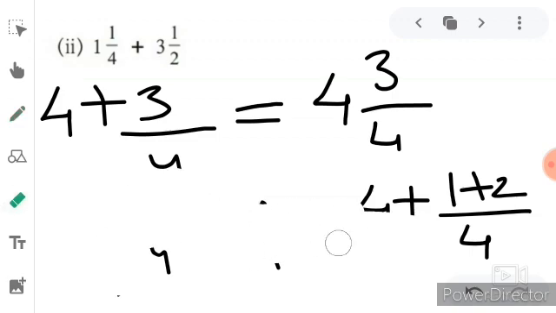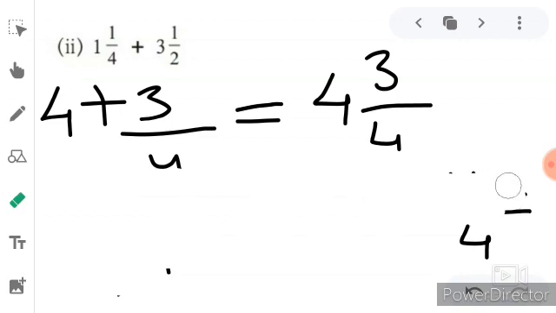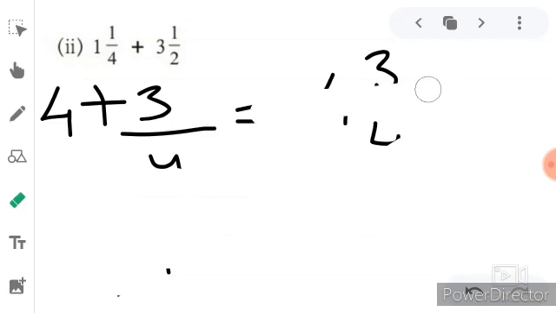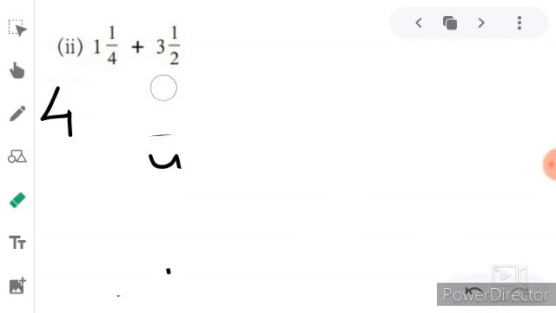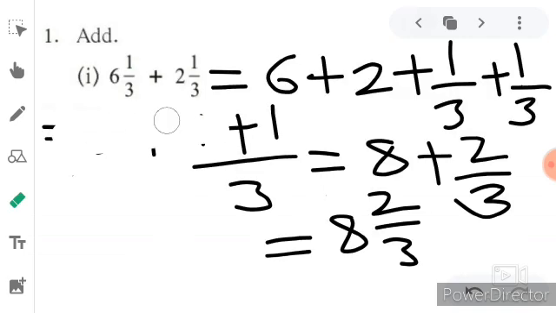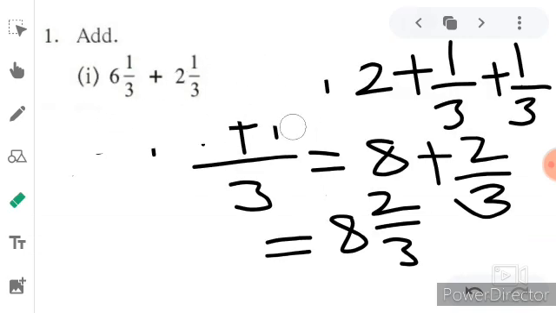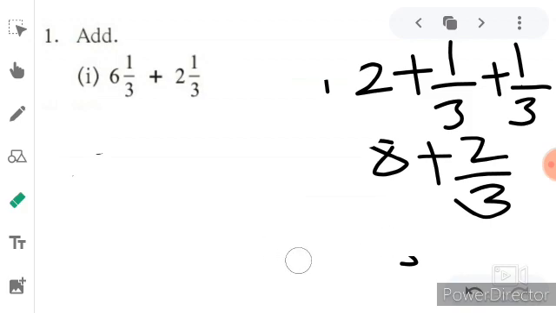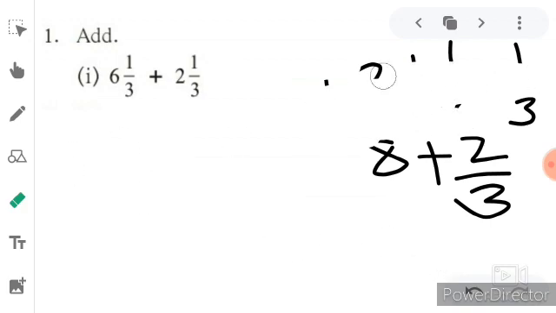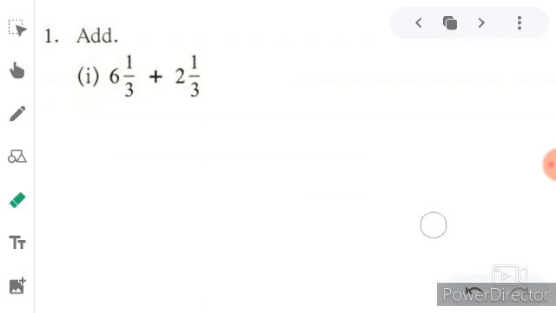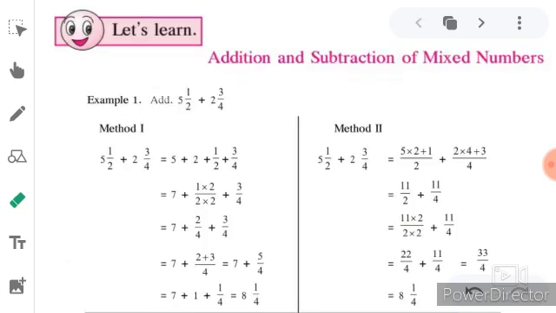So now the second method. This is your first method of adding the numbers, and there is also a second method of adding mixed numbers. So we are going to solve with the help of the second method. First of all we will erase all this and take these examples. If you want to take other examples, take out your book, open it, and take other examples from there.